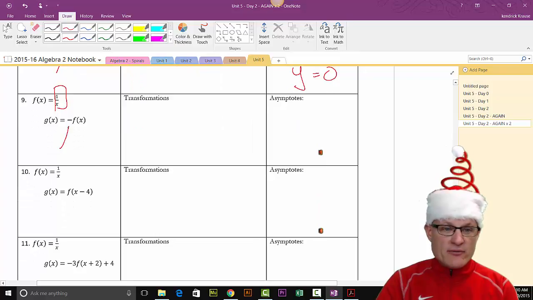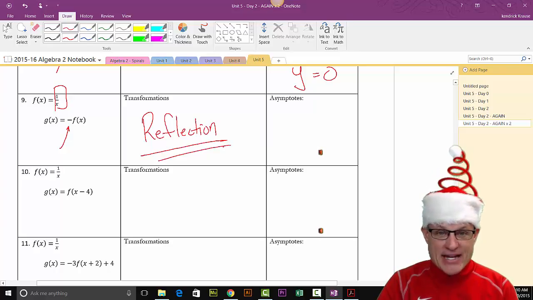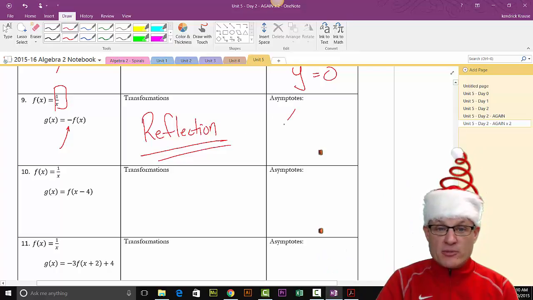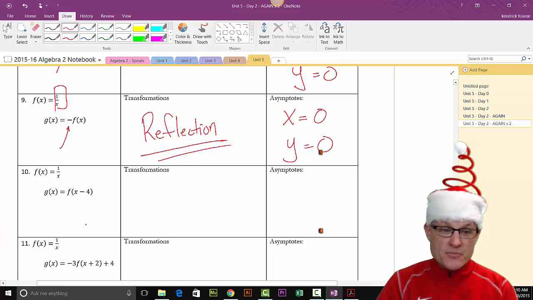Don't forget, when we put a negative in front, that's just a reflection. And again, since I did not add anything or subtract anything, there's no translation, there's no movement left, there's no movement right, my asymptotes are not going to change. They're going to be whatever the parent function is. And again, the parent function is y equals 0 and x equals 0.